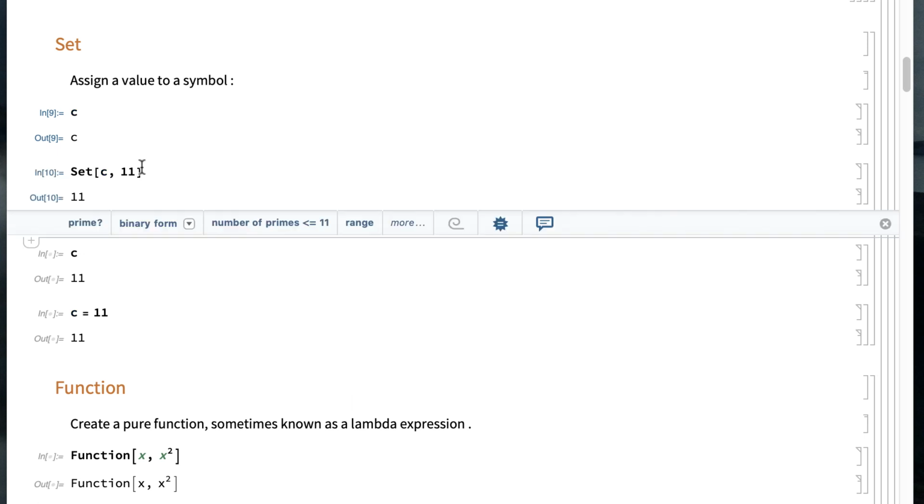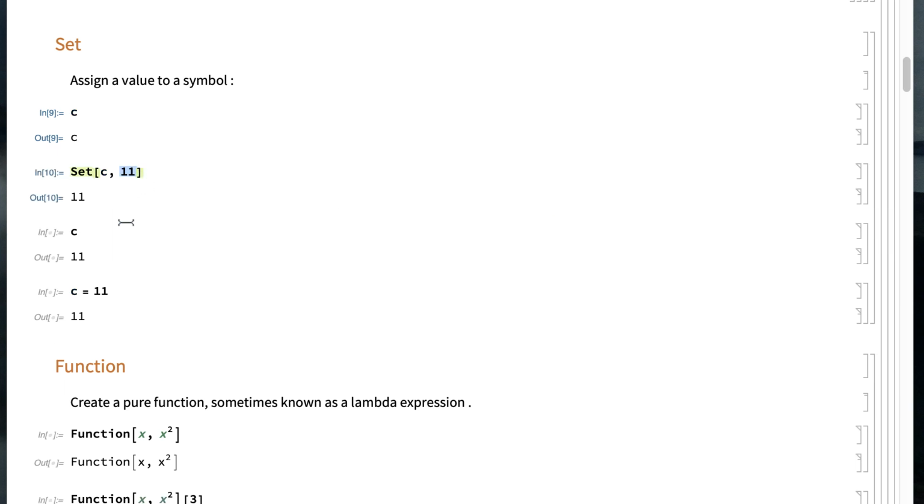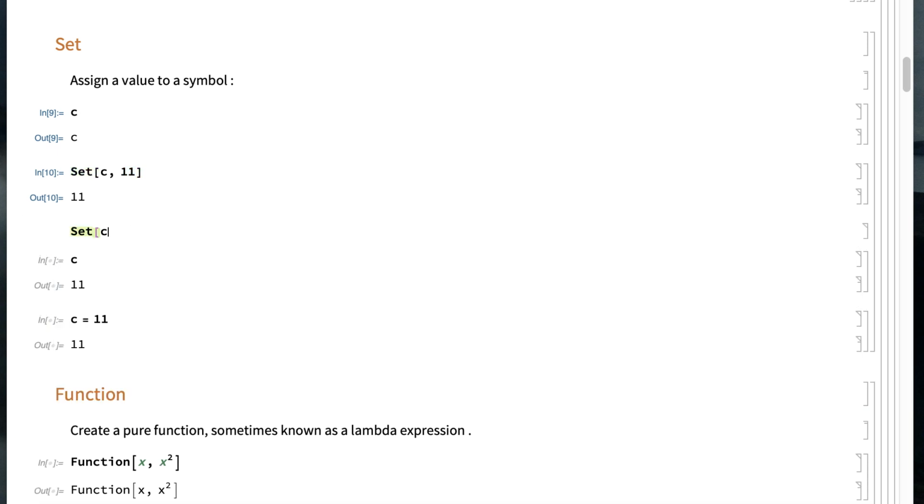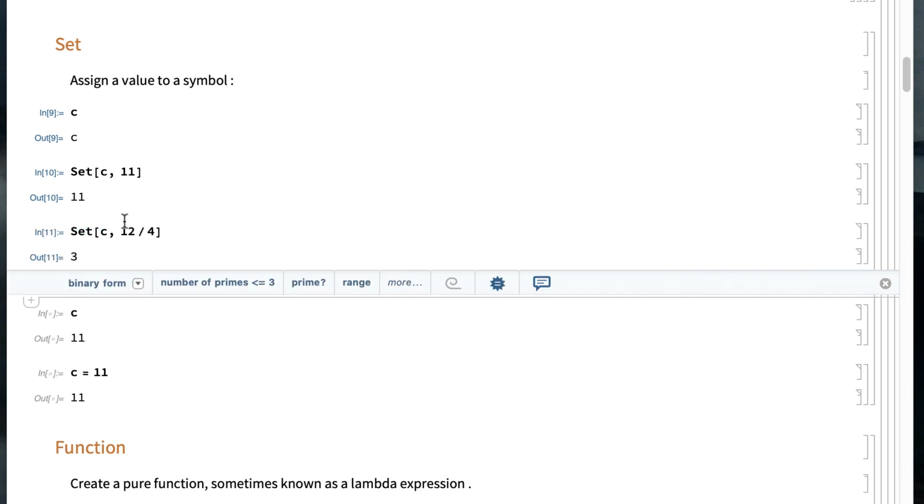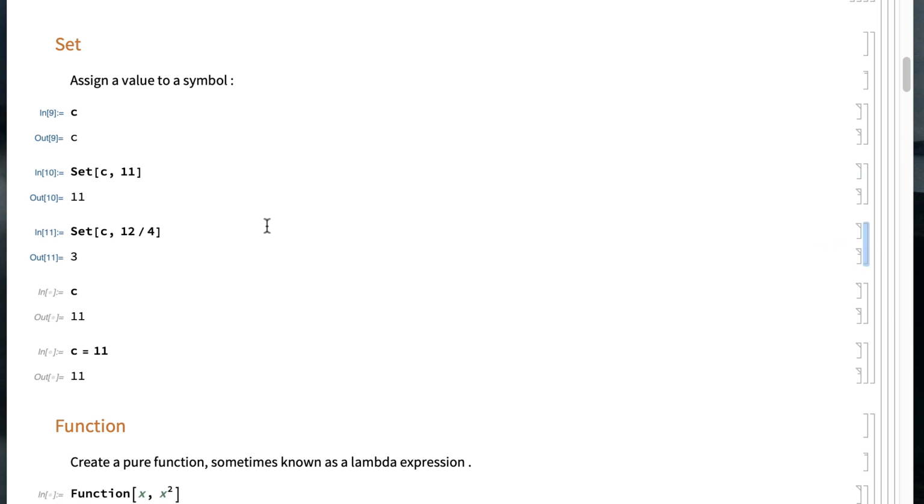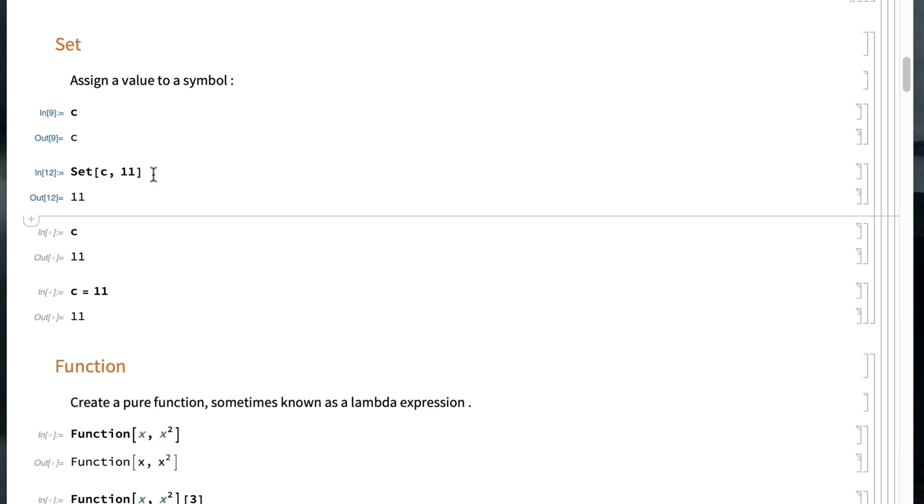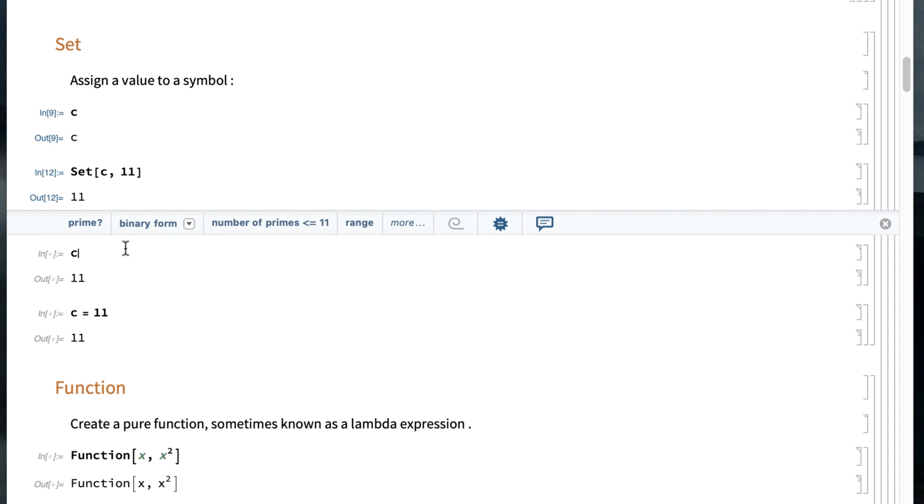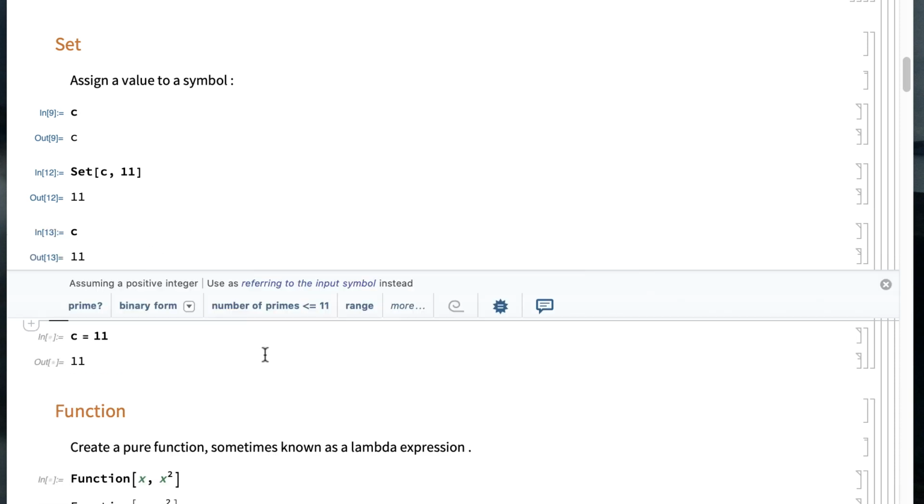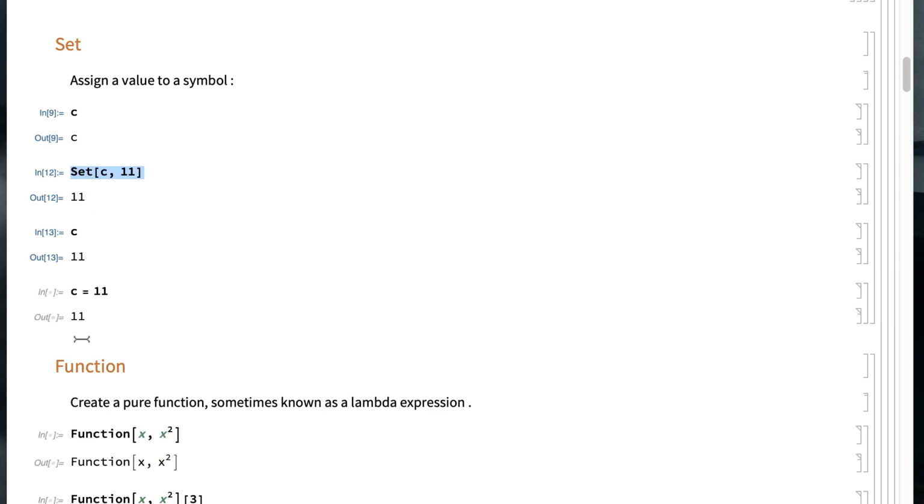Okay, so that could be Set C 11. You'll notice, by the way, that it doesn't have to be something that is already evaluated. I could say Set C 12 divided by 4. Okay, and now it returns 3 because it's actually done the computation. But let's go back just so everything stays synced and make C 11. And so now when I ask it, hey, what's C? It tells me 11.